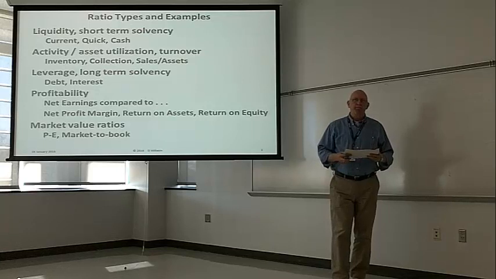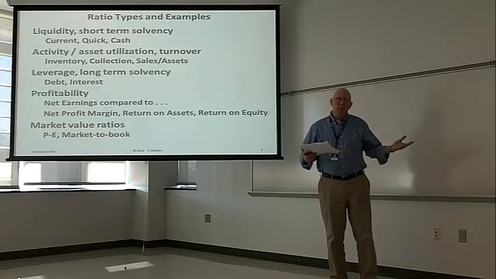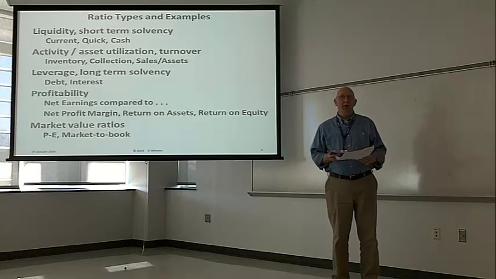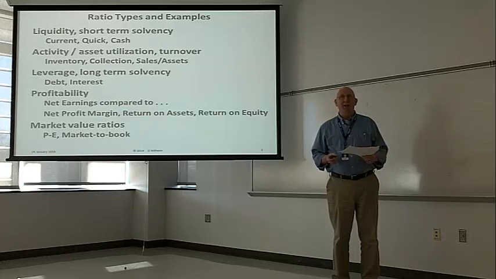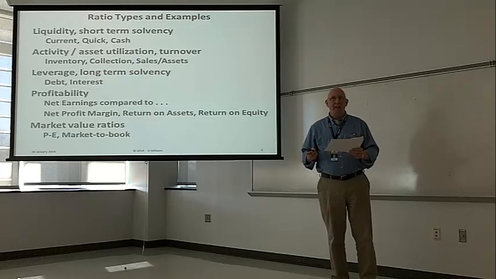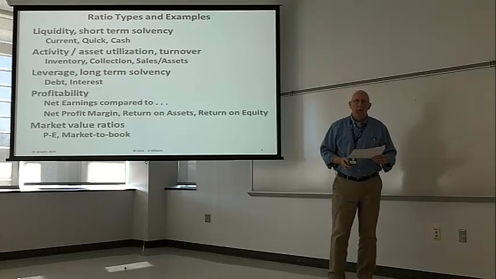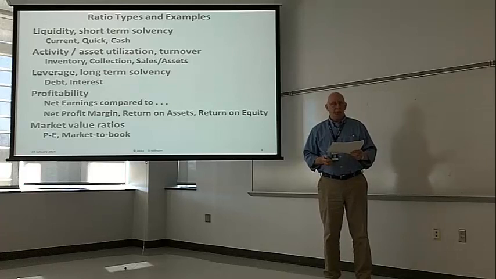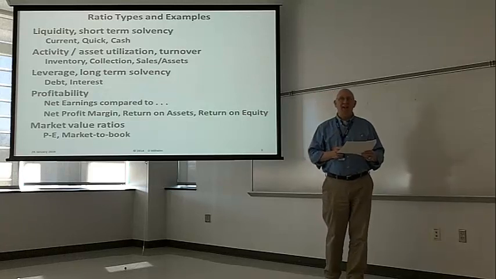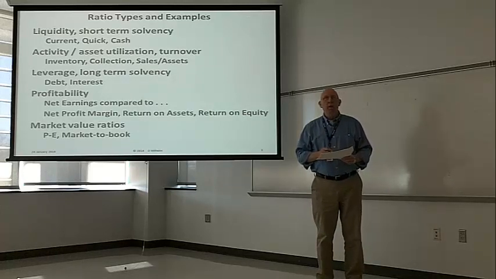There are 5 types of ratios, at least that's one way of dividing them. They're liquidity ratios, which basically is how fast can you get a hold of liquid assets to pay your debts. There's a current, a quick, and a cash ratio. There are activity ratios, looking at how fast your inventory turns over, how fast you collect your accounts receivable, looks at sales over assets.